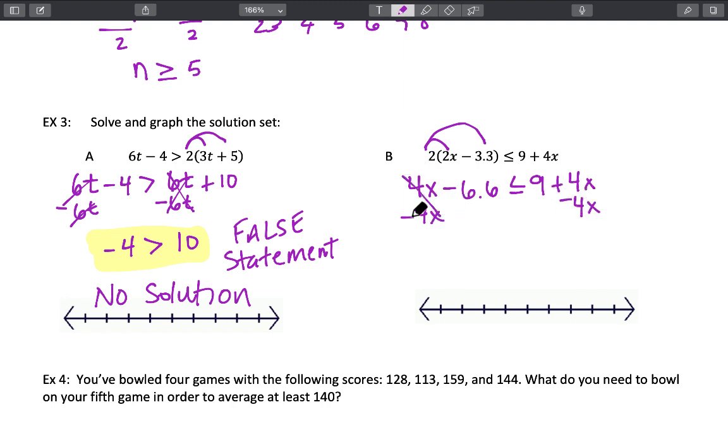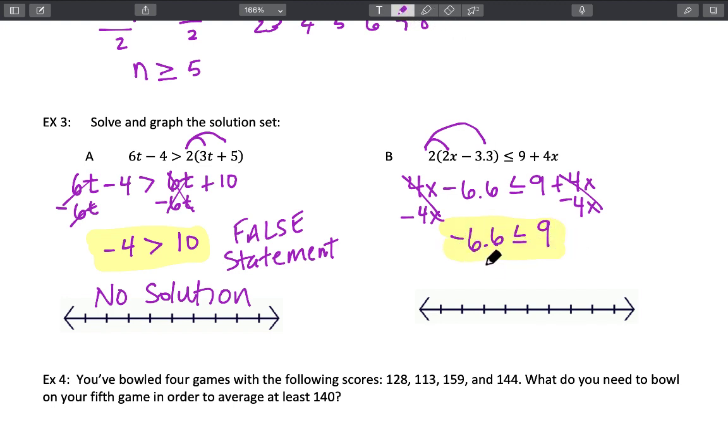We have 4x minus 4x. Those will add to 0, and I'm left with negative 6.6 is less than or equal to, and on the right side, my 4x's will add to 0 as well. And I'm just going to be left with positive 9. So I get this statement, negative 6.6 is less than or equal to 9.